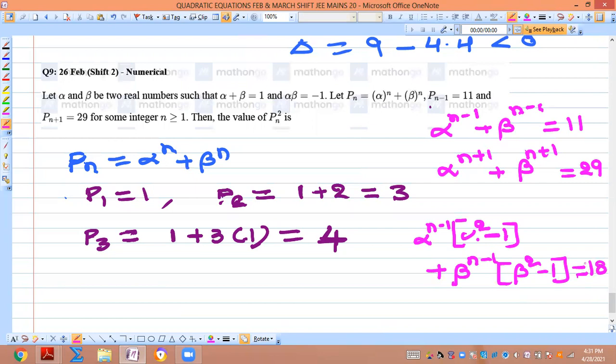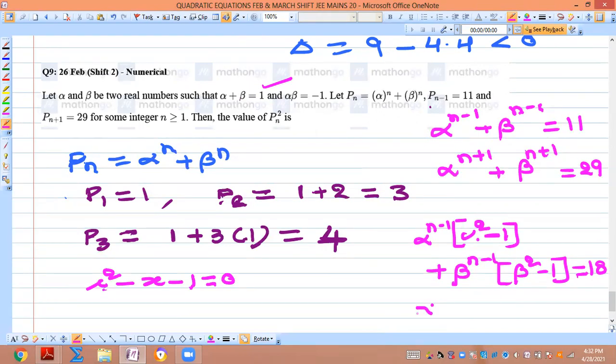This way we can write alpha power n minus 1, alpha square minus 1, beta square minus 1. From this, what is the equation? The quadratic equation, x square minus x minus 1 equals to 0. I'm taking alpha comma beta as the roots. So alpha square minus 1 is nothing but alpha only. Beta square minus 1 is nothing but beta only.